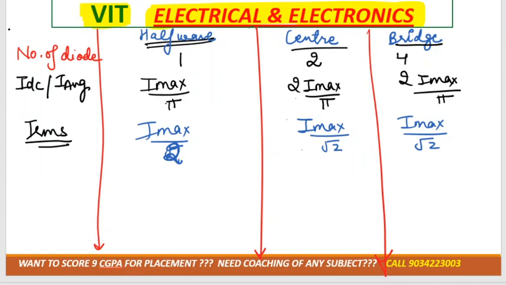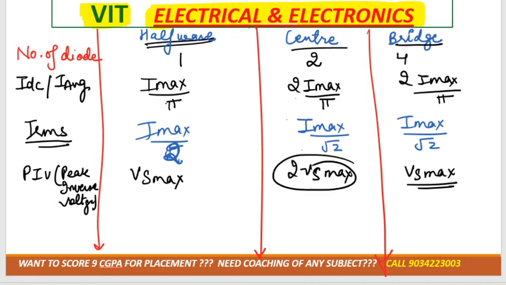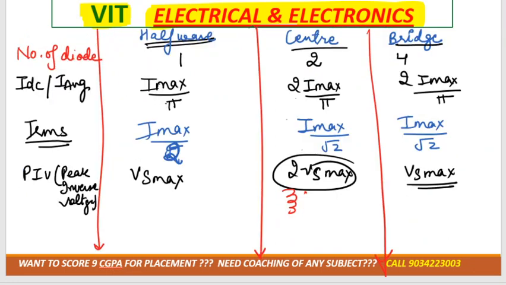Okay. Next one is PIV, peak inverse voltage. For the half wave rectifier it is Vs maximum. For center tap it is 2 Vs maximum, and for bridge type also it is Vs maximum. Why in center tap is it different? Because it has center tapping, so it is double: the upper Vs max and the lower Vs max, it will become 2 Vs max.